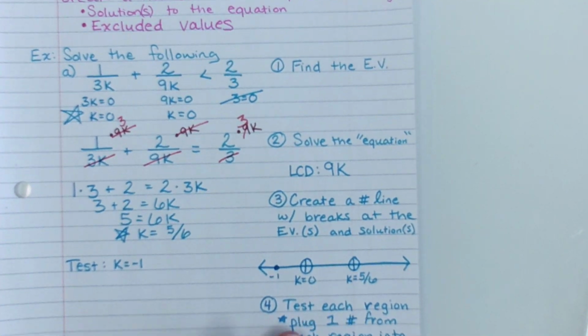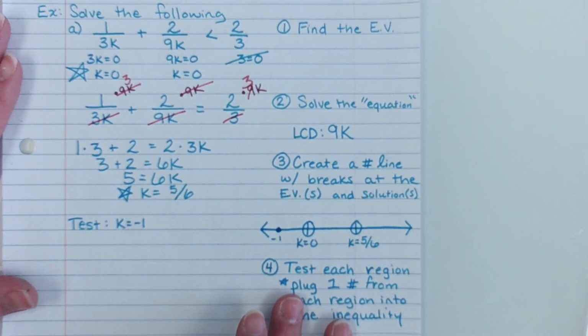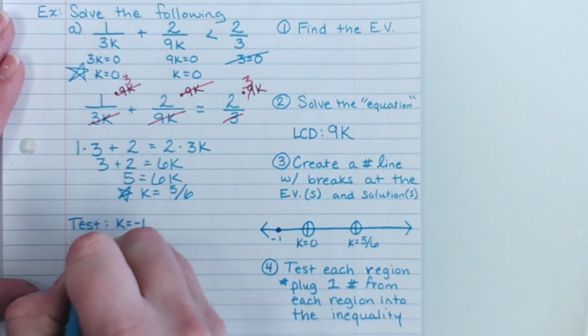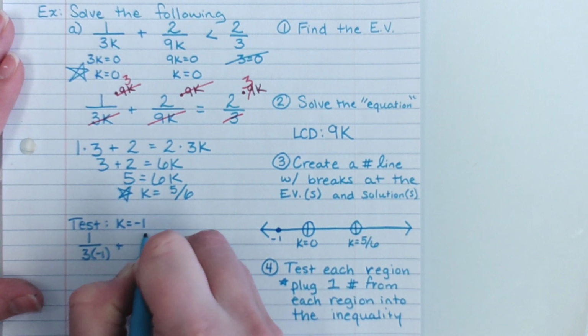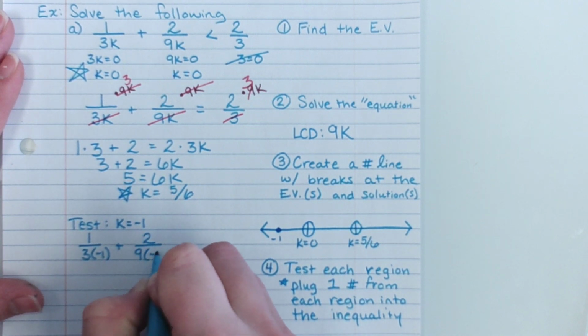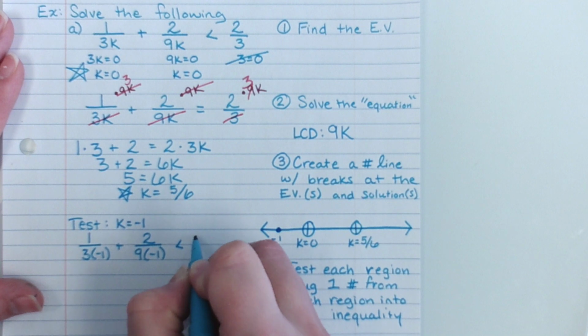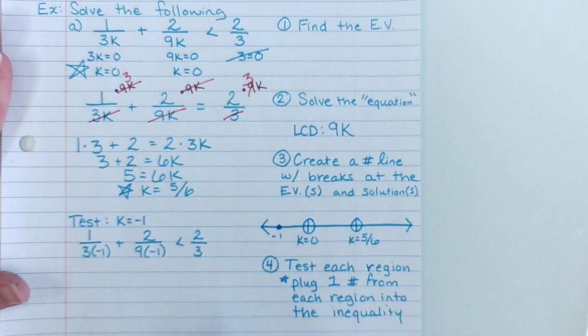I go to my original inequality. I plug k equals -1 into it. 1 over 3 times -1, plus 2 over 9 times -1, is less than 2/3.